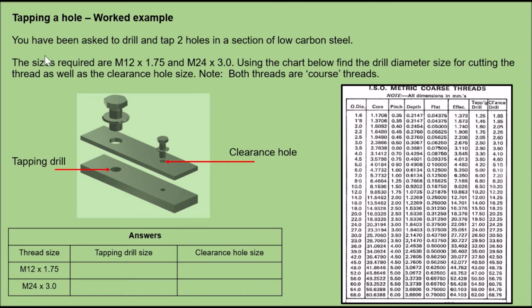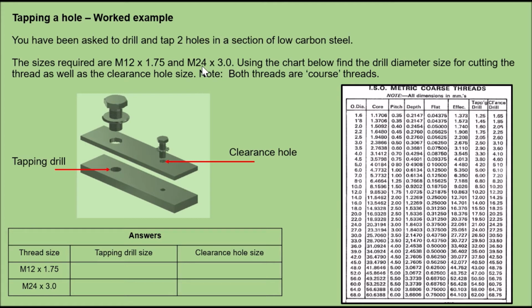The scenario we've got here is that we've been asked to drill and tap two holes in a section of low carbon steel. Those required are M12 by 1.75 and M24 by 3.0. Just to clarify, the M12 tells us the diameter of the hole, and the 1.75 tells us the pitch of the thread. It's the same scenario here: M24 is the diameter, and 3.0 is the pitch of the thread. The pitch is the distance between the little sharp points on the thread.